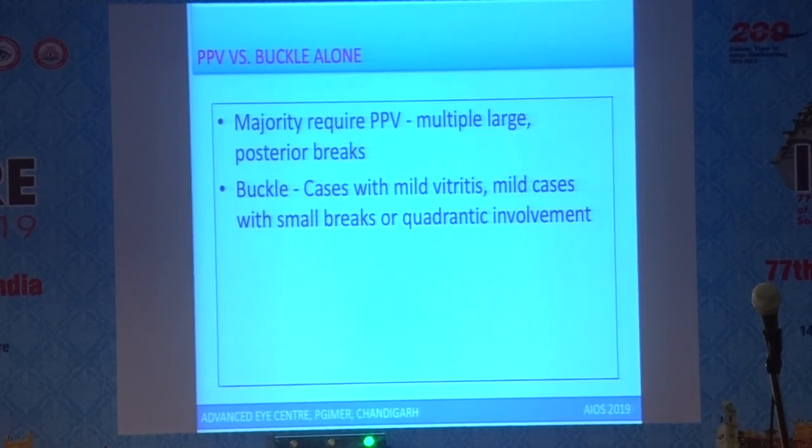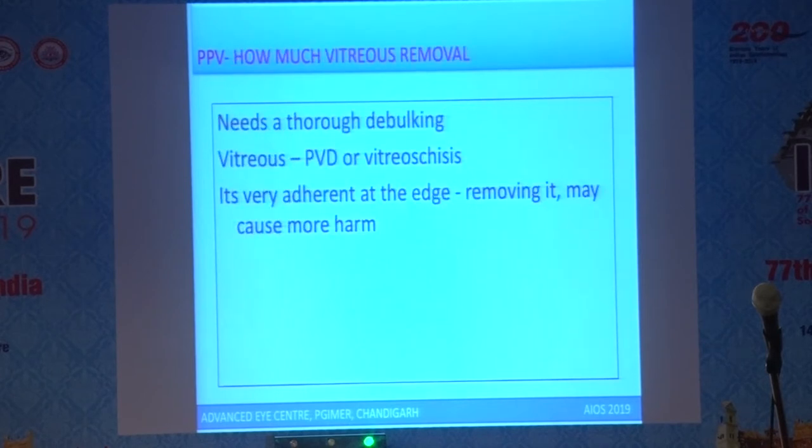When I move on to how to operate, what are the special things I have needed in these patients apart from the usual RD vitrectomy? Whether to do a PPV or a buckle alone: buckle is for cases with mild vitritis where you have a localized quadrantic superior or inferior RD, which we hardly see, one or two patients after a long time. The majority would need PPV, because they have large, mostly posterior breaks in these patients.